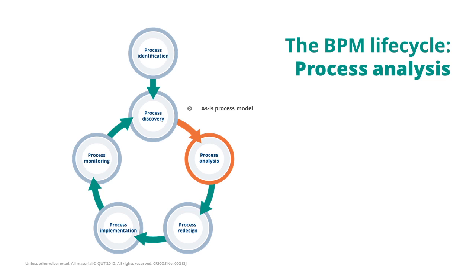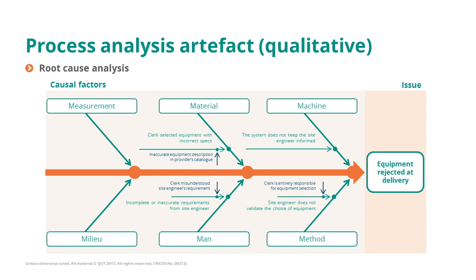There are different types of analysis techniques that lead us to different outputs. Some techniques are qualitative and they will lead us to organized sets of issues and factors underpinning these issues. For example, root cause analysis is an example of a qualitative process analysis technique that allows us to come up with an inventory of the factors that contribute to a given issue in the process.